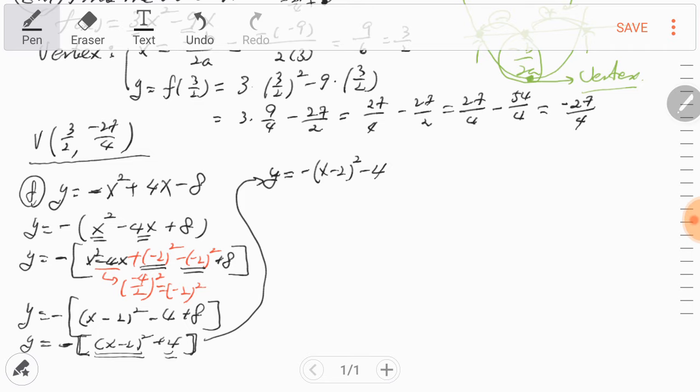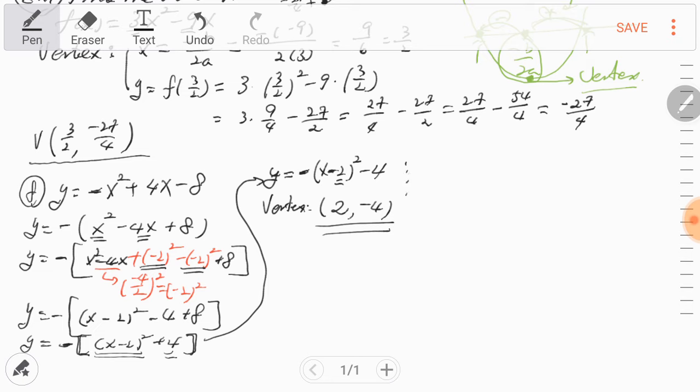Alright, so from here, we rewrote the quadratic function from standard form into vertex form. So from here, the vertex is what? The vertex is x minus 2, so the x coordinate is 2, and the y coordinate is negative 4. So this is shifting negative x squared 2 to the right, 4 units down. So this is the vertex.